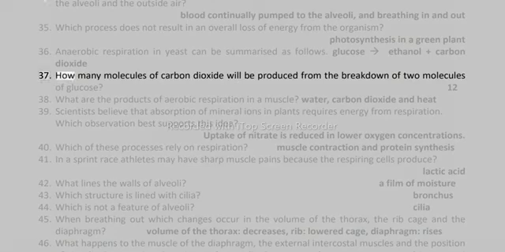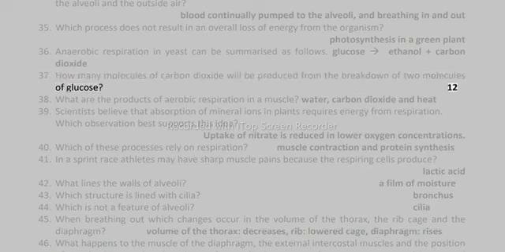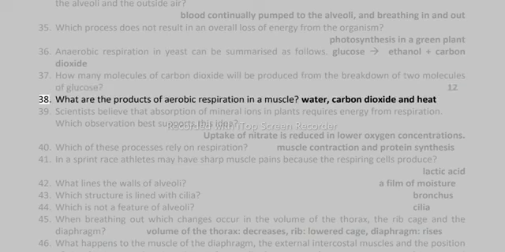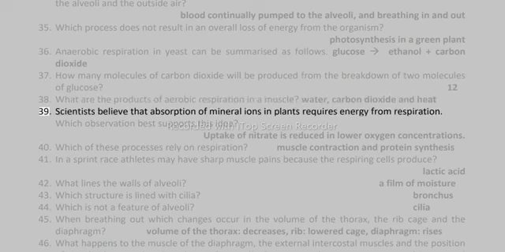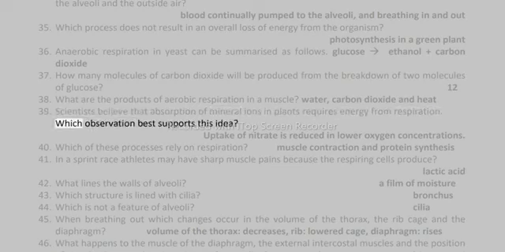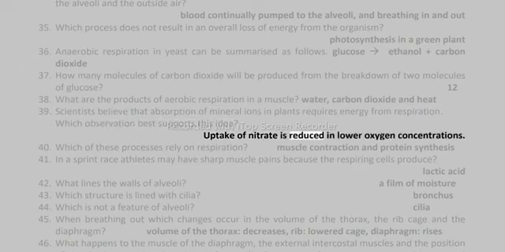37. How many molecules of carbon dioxide will be produced from the breakdown of 2 molecules of glucose? 12. 38. What are the products of aerobic respiration in a muscle? Water, carbon dioxide, and heat. 39. Scientists believe that absorption of mineral ions in plants requires energy from respiration. Which observation best supports this idea? Uptake of nitrate is reduced in lower oxygen concentrations.